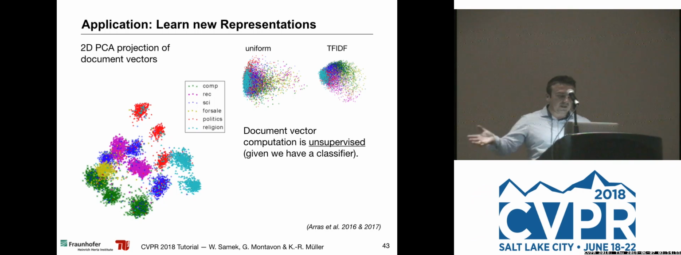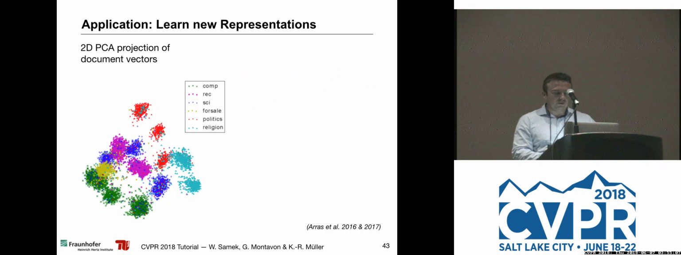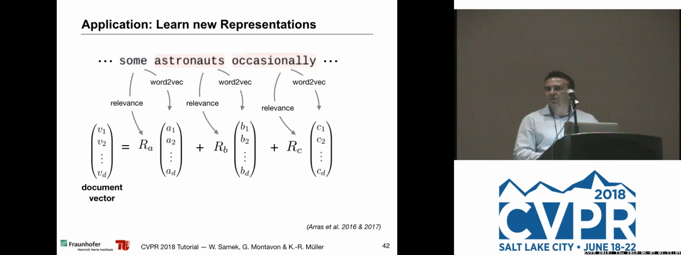So this is just one example which we did in this paper, but I think there are a lot of other possibilities of how to extend it to get new representations of your data with information from the explanations. Here you have these relevances, and you use them to get a new representation of your data.